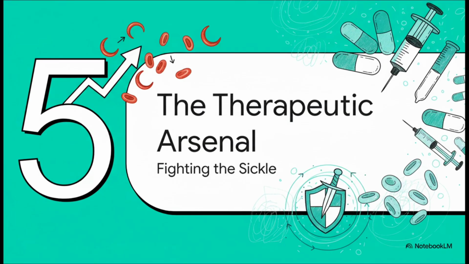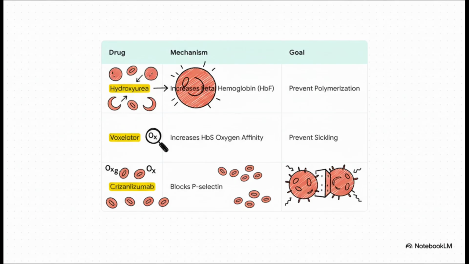For decades, all we could really do was manage the symptoms. But now we have this incredible, expanding arsenal of therapies that go after the disease's core mechanisms. We're finally fighting back. Let's look at the main players. For a long time, our best weapon was hydroxyurea. It basically tricks the body into making more fetal hemoglobin, which gets in the way and stops the sickle hemoglobin from sticking together.